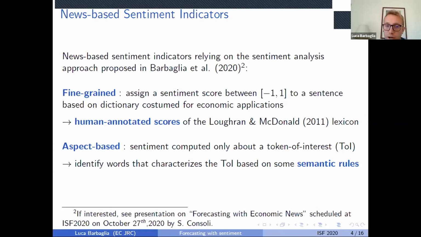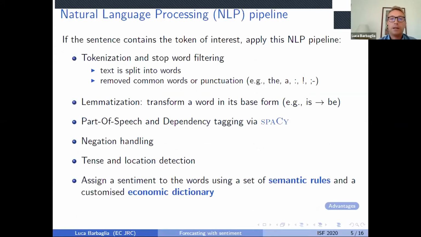A second main feature of our algorithm is that it's aspect-based. What does that mean? It means that given a certain text, we will compute the sentiment of that text with respect to a specific token of interest, a topic of interest that is decided by the author, by the user. And how do we do that? Well, we do that using a set of semantic rules that map what is happening in the sentence and try to identify only the part of the text that relates to the topic that the user is interested in.